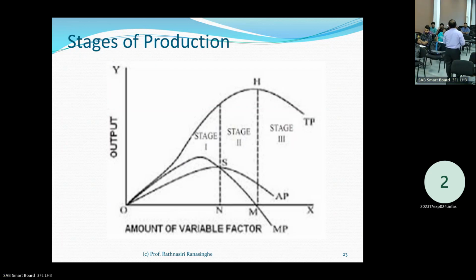From that point onwards, if the producer wants to go beyond that level, we cannot do so by changing the variable input. Because if we try to increase the labor further, what we notice is that both the average productivity and the marginal productivity continuously decrease. The problem is it becomes negative.